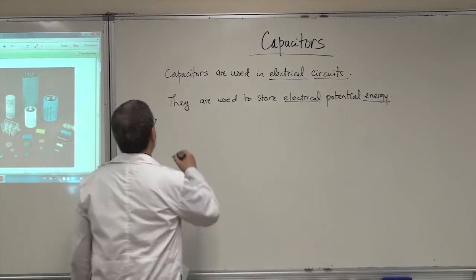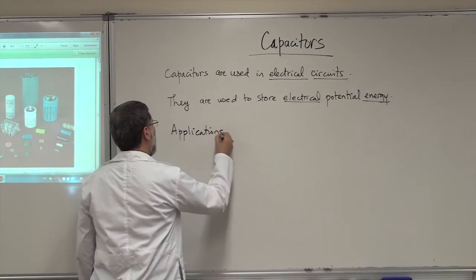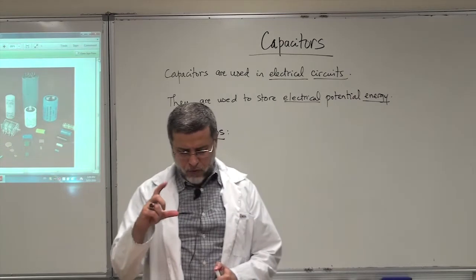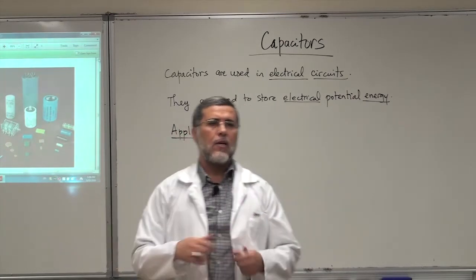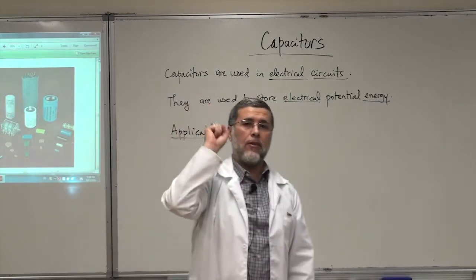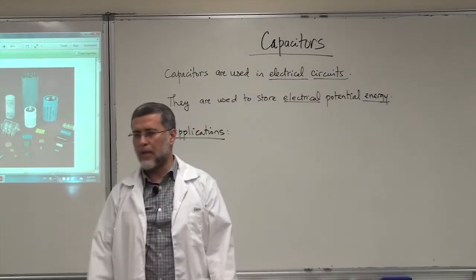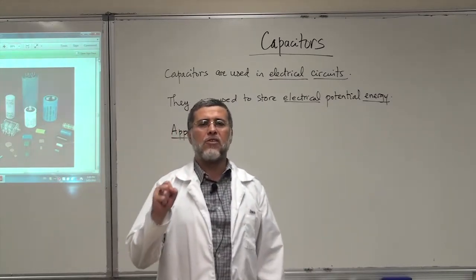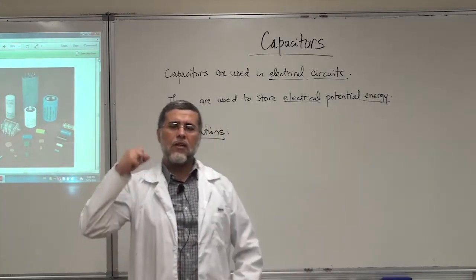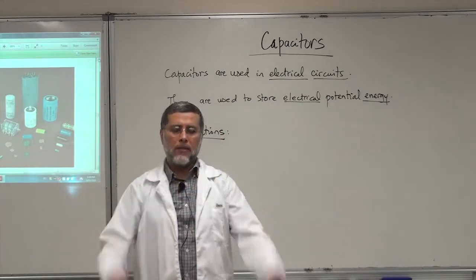Some of the applications of the capacitors. You can find them in the flash, in the photo flash units. Sometimes in your mobile, when you want to take a picture in a dark place, you have the flash, the light that comes out from your mobile to make the photo clear. Actually, these are capacitors where you have stored electrical potential energy, and then you use it at that moment to transform it into light.